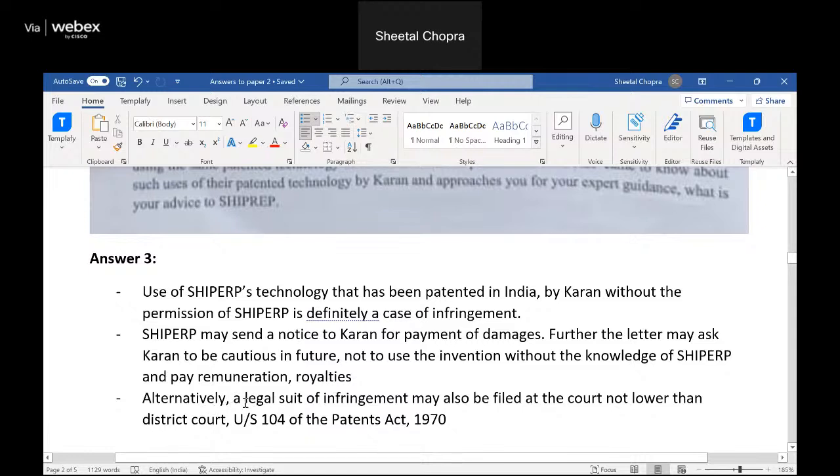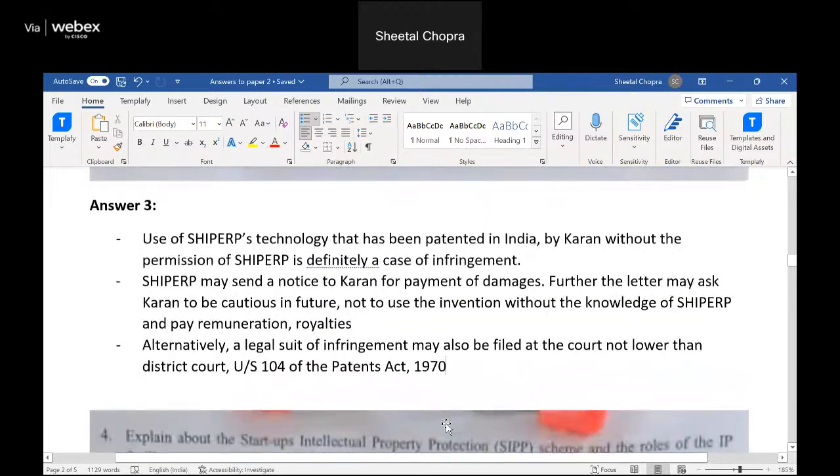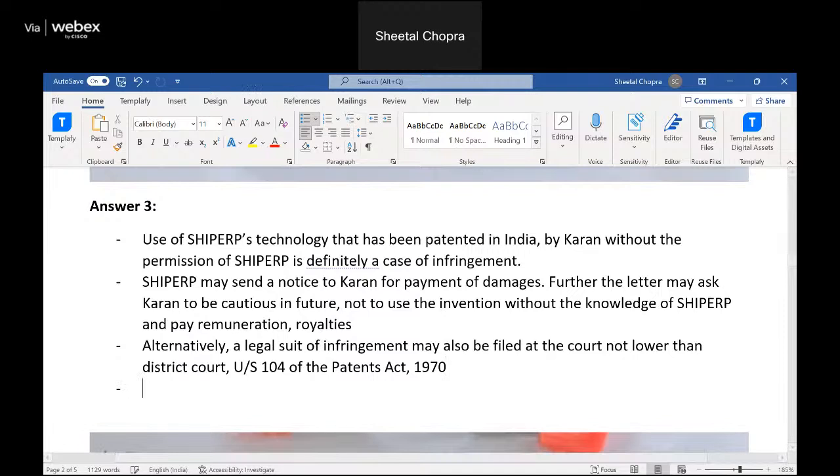Alternatively, or even simultaneously, I would say, a legal suit of infringement may be filed at a court not lower than the district court under Section 104 of the Patents Act. And you can define these 3 content pieces in a little bit more detail. You could also present something on Section 49 of the Patents Act, which is about what is not infringed, or what are the actions which are not considered to be an infringement.